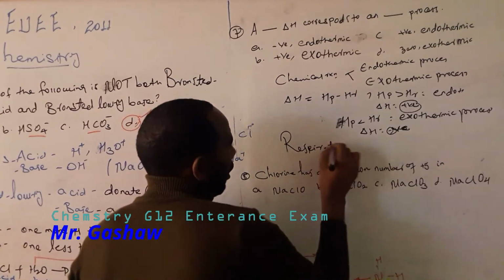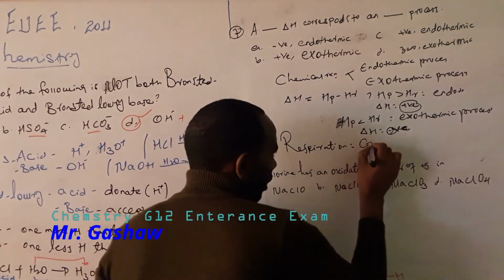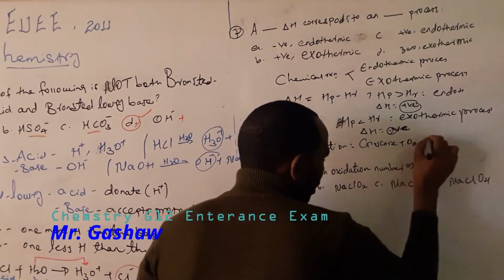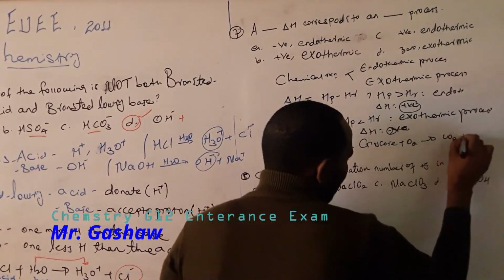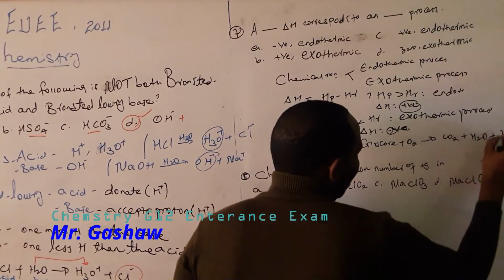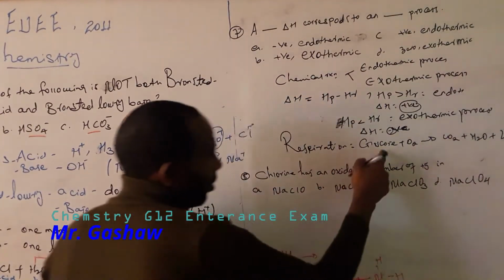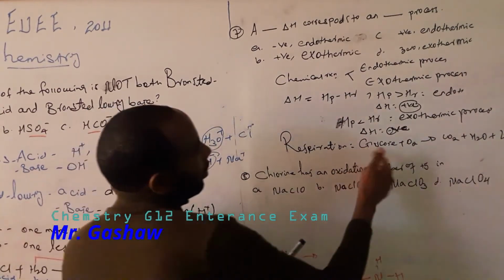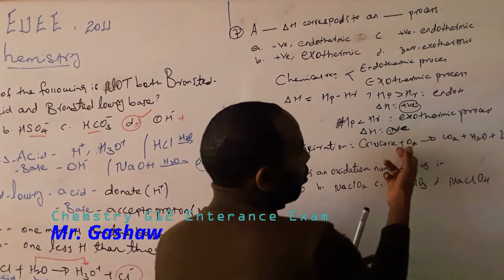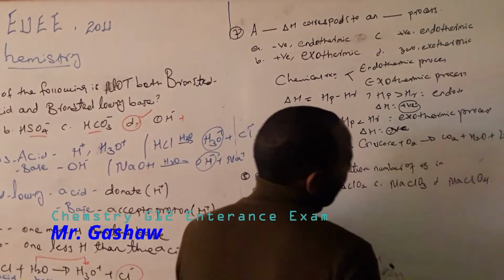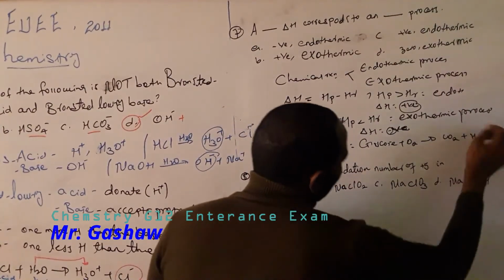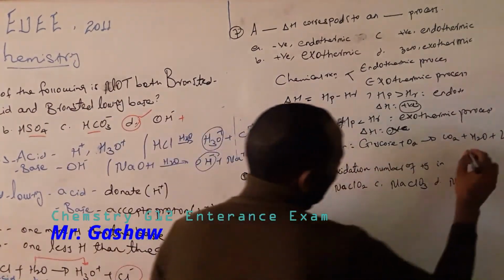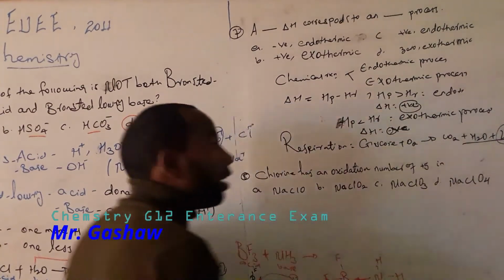A respiration reaction means glucose is burned with oxygen to produce carbon dioxide, water and energy. That means the food we eat, glucose, is burned with oxygen that we inhale to produce carbon dioxide and water, and energy is removed from the reaction. So we call this an exothermic process, because energy is released from the reaction.